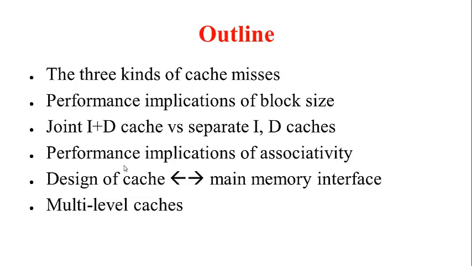Another important parameter in cache design is the associativity. We will seek to understand what things are affected by this parameter of associativity. Each of the last two bullets here involves an interesting idea. We will look at the design of the cache to main memory interface and specifically the idea of interleaved memory. Then we will look at this idea of multi-level caches or a hierarchy of caches. We will see that this idea of multi-level caches gives us good flexibility in cache design, ultimately resulting in better program performance.